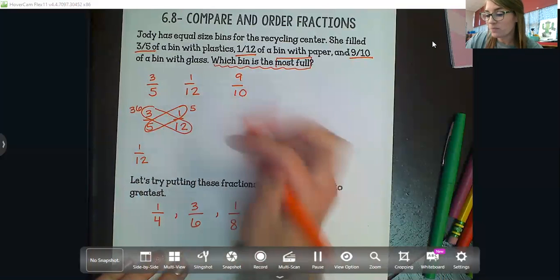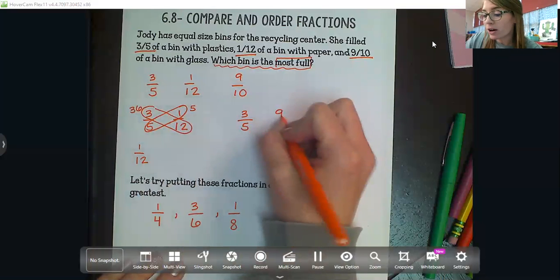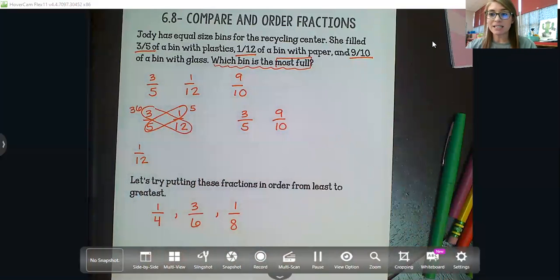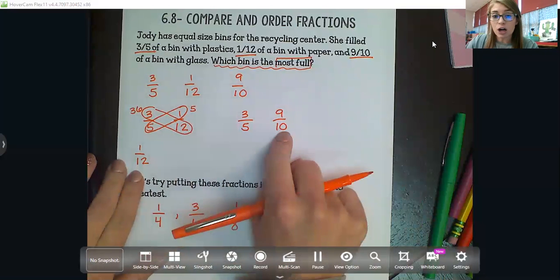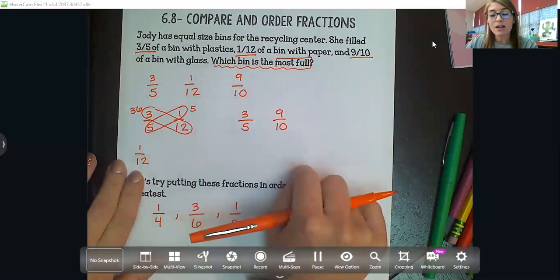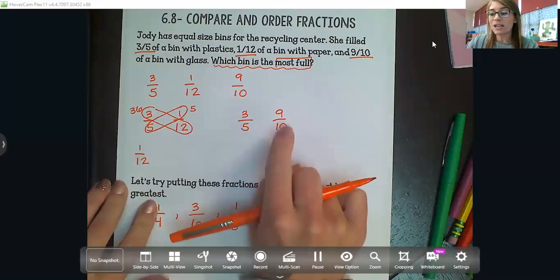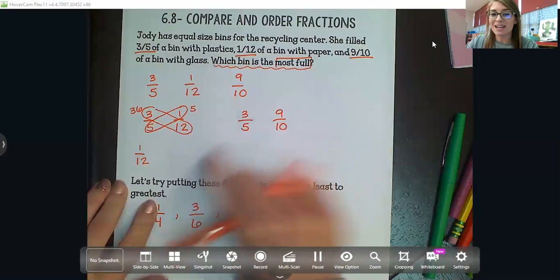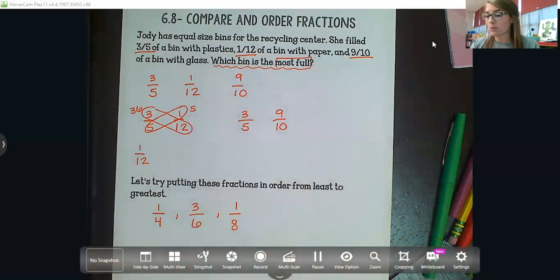So now what I'm going to do is I am going to take 3/5 and compare it to 9/10. Okay? Because here's what's going to happen. When we compare 3/5 to 9/10, we already know one thing. We already know that 3/5 is larger than 1/12. So if 3/5 is larger than 9/10, we know it's the largest fraction. But if 3/5 is less than 9/10, we know that this is going to go in the middle, and 9/10 is our greatest fraction. So let's see what we come up with.